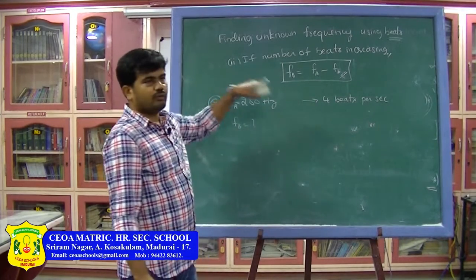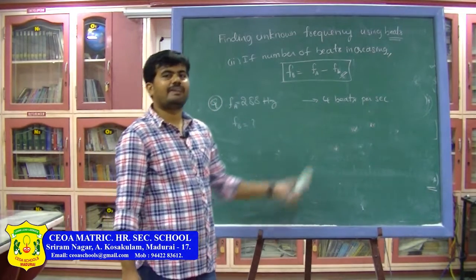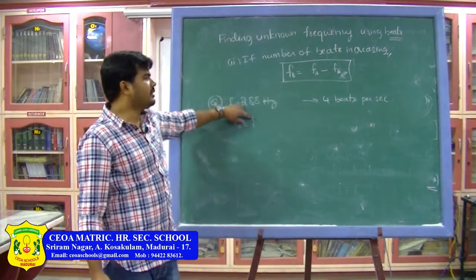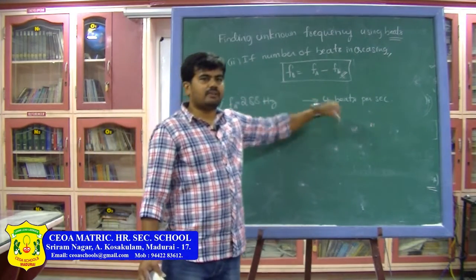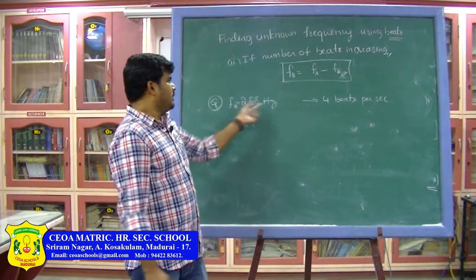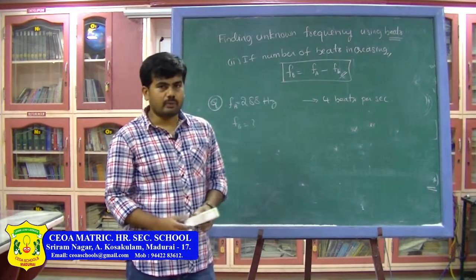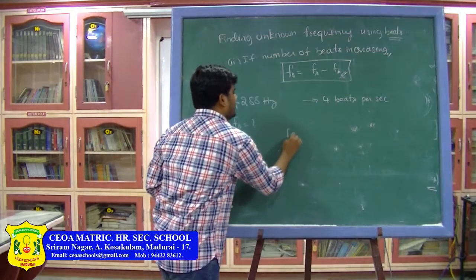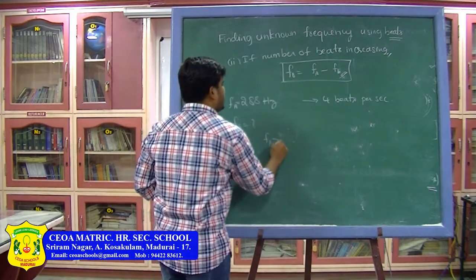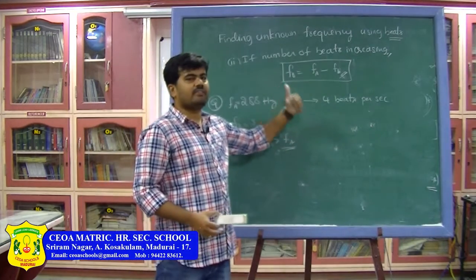And now if unknown tuning fork prongs are loaded with some little wax, it is observed that number of beats are decreased. So, here when unknown tuning fork is loaded with some wax, it is observed that the number of beats are decreasing. So, what is the value of unknown frequency? That is the question. So, that is the problem. So, clearly here FB, suppose FB is unknown tuning fork frequency.